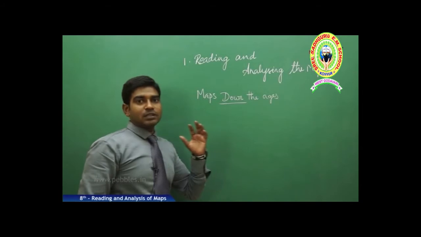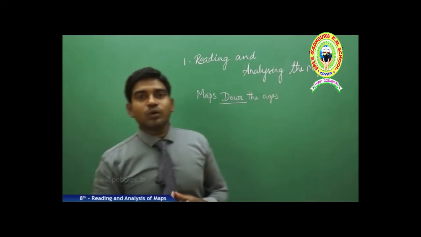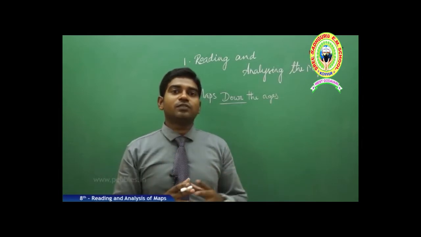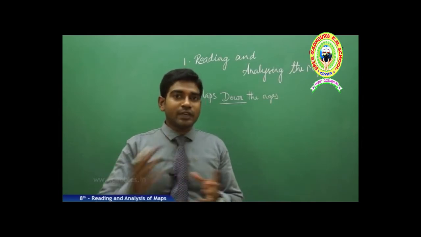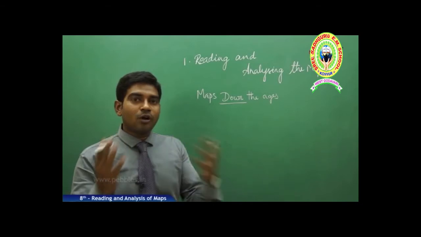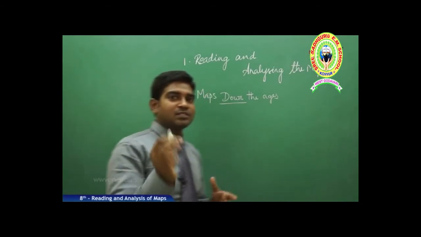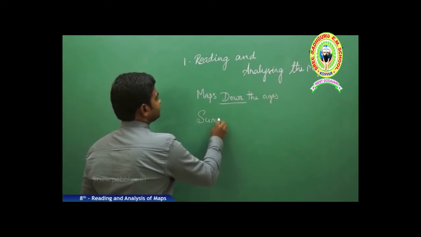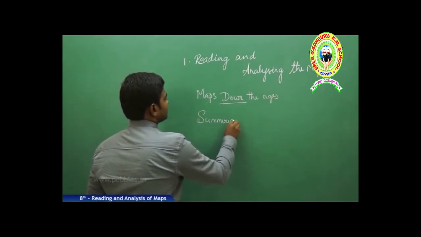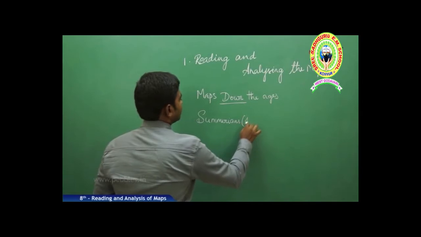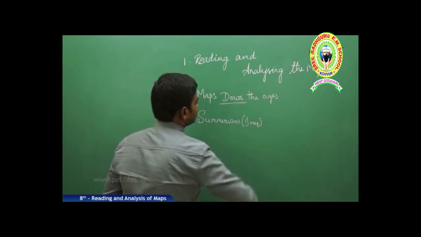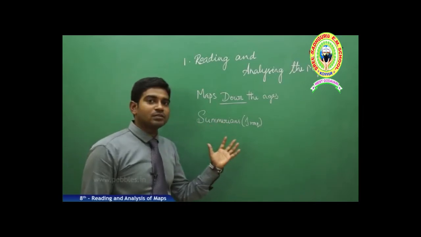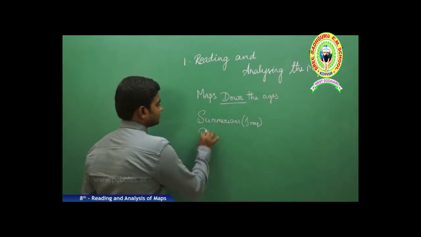Moving on to maps down the ages. The first people to utilize the knowledge of drawing something or preserving a record of something through a form of map were the Sumerians. The Sumerians are the present-day Iraq people, earlier known as the Sumerians as well as the Babylonians.